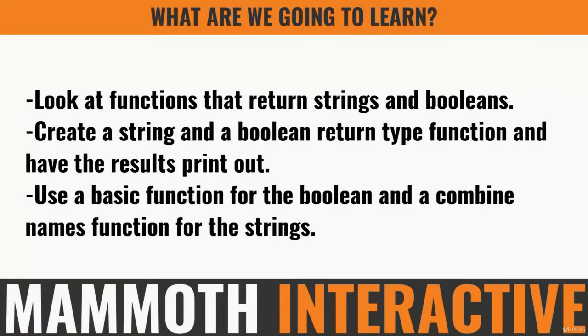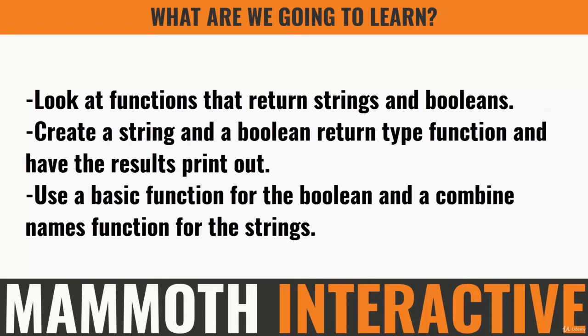In this part of our tutorial, we're going to look at functions that return strings and booleans. So we've seen functions that are void, we've seen functions that are void with parameters, we've seen functions that return numbers such as integers or doubles. Now we're going to look at strings and booleans. So we're going to create a string and a boolean return type function, so one of each, and we're going to have the results print out, and then we're going to do a little extra with the string function.